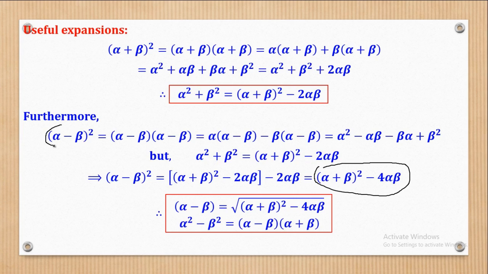is equal to this. Therefore, to get alpha minus beta, I just put square root on both sides. So when I put square root here, it will become square root of alpha plus beta squared minus 4 alpha beta. Then also we need to remember the identity for difference of two squares. So alpha squared minus beta squared is equal to difference and sum.